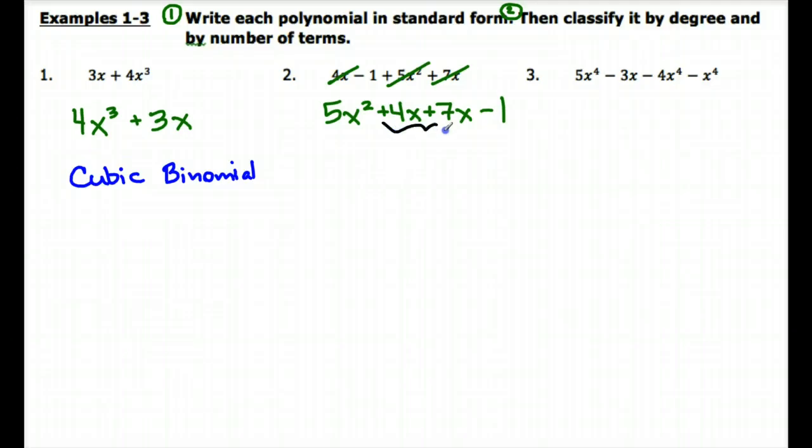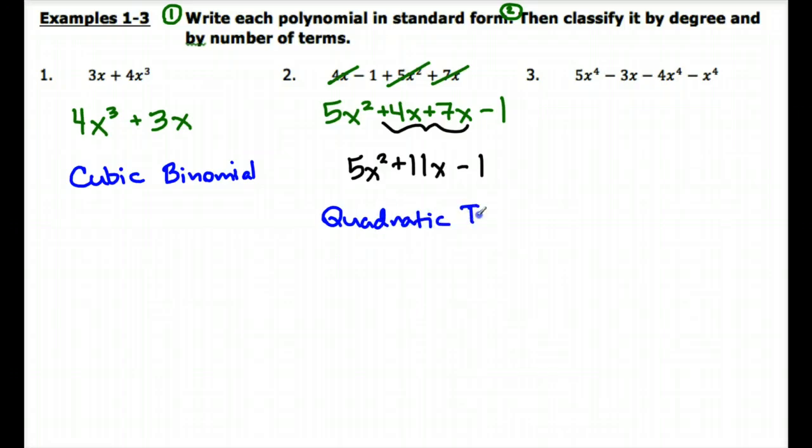4x and 7x, the reason it doesn't matter which goes first and which goes second is because these are actually like terms, and we know that to simplify expressions, we always combine like terms. So I can combine 4x and 7x to get 11x, which is why it didn't matter which one came first. So this polynomial in standard form is actually 5x squared plus 11x minus 1. This is a degree 2 polynomial, so we would call this a quadratic, and it has 3 terms, so we refer to this as a quadratic trinomial.